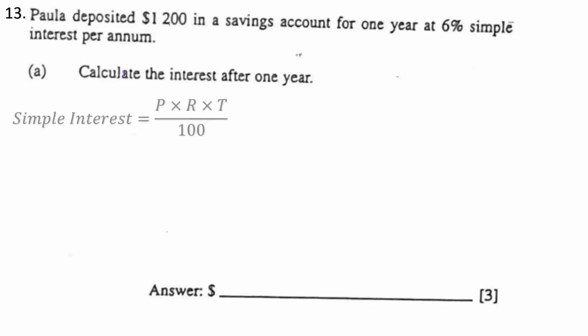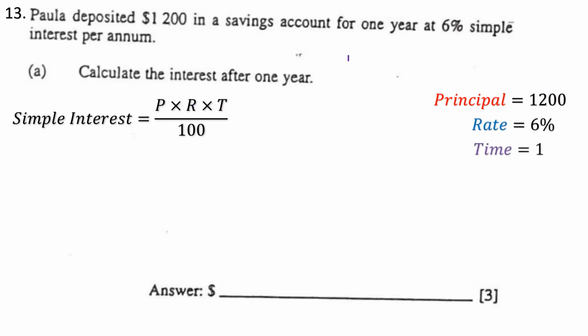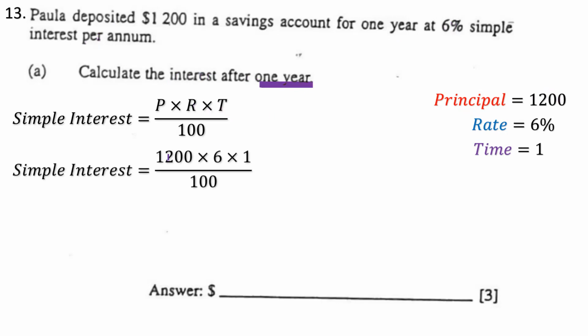So here we have to use the simple interest formula, where P, that's the principal. The principal is the amount borrowed or the amount deposited. In this case, it is 1,200. Then we have the rate, that's going to be 6%, and we have the time. Well, the time is 1 year because it says calculate the interest after 1 year. And so that means that P is going to be equal to 1,200, R is 6 and 1 is T.